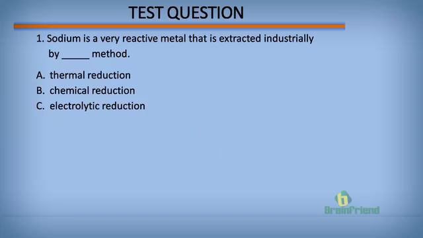Let us take a quick test. Now, sodium is a very reactive metal that is extracted industrially by dash method. A. Thermal reduction method. B. Chemical reduction method. C. Electrolytic reduction method. The correct answer to this question is electrolytic reduction.